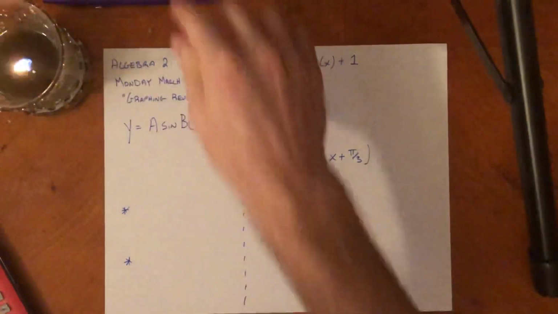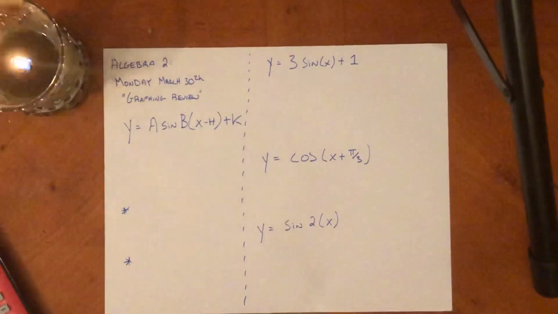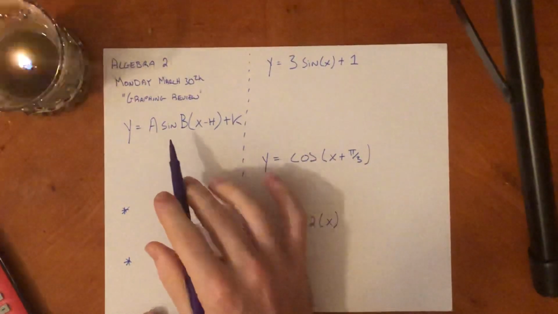All right, here we go. March 30th. Algebra 2, quarantine, e-learning. Let's go. We're going to review how to graph.